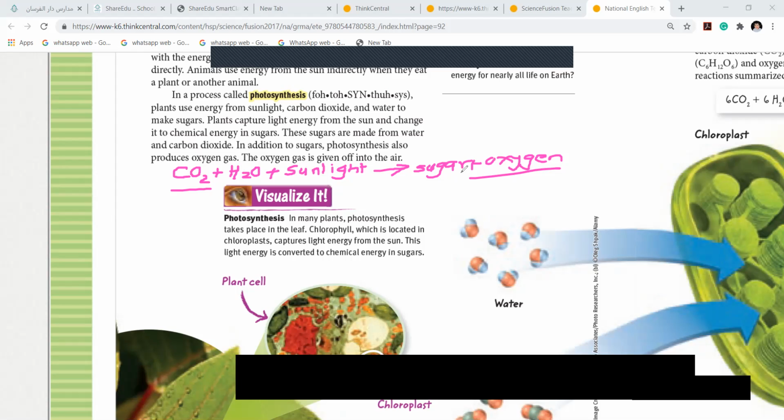How is this sugar made? From water and carbon dioxide. When I read the sentence, don't you think it's in the equation? The sugar is made from water and carbon dioxide. And what gas is given out? Because given out is after the arrow mark. What gas is given out? Oxygen gas is given off into the air. Okay?